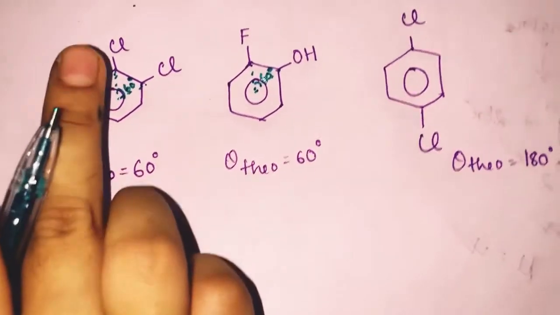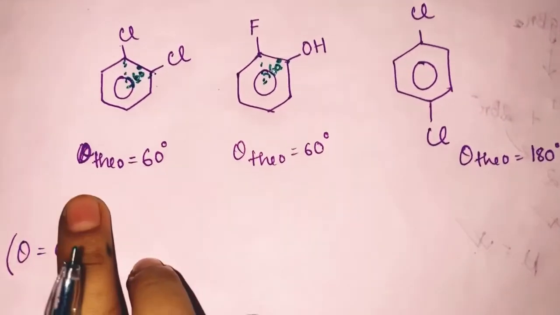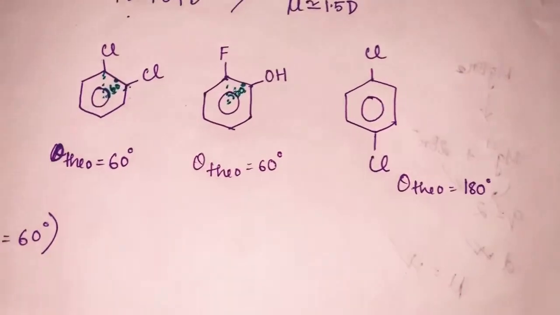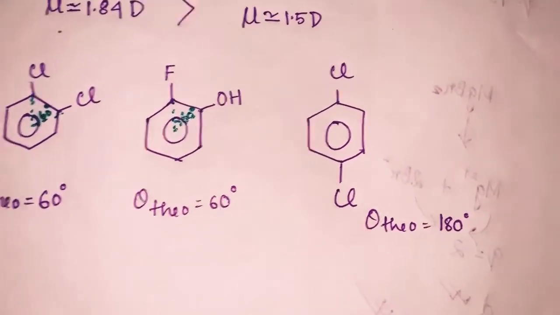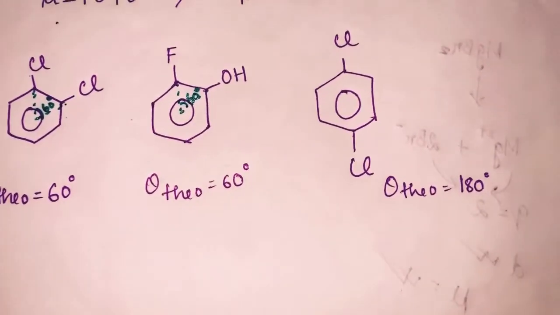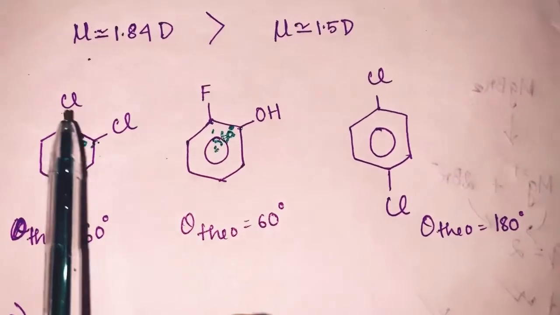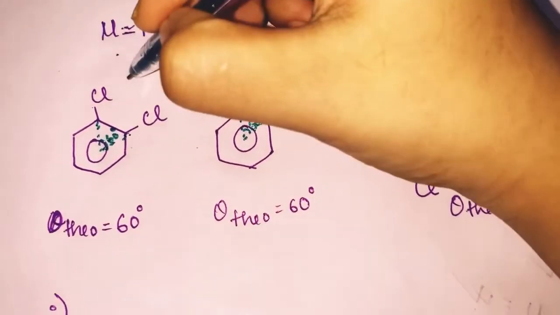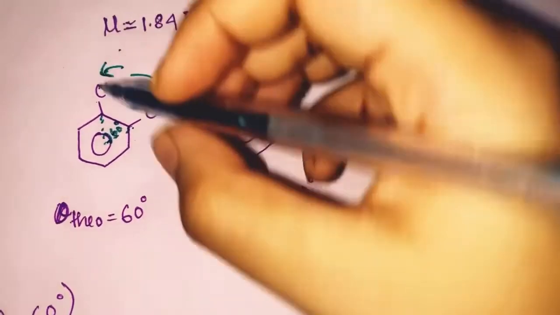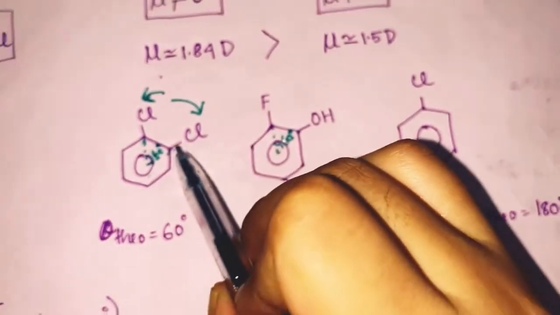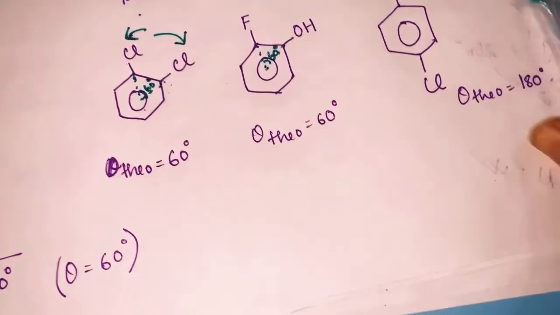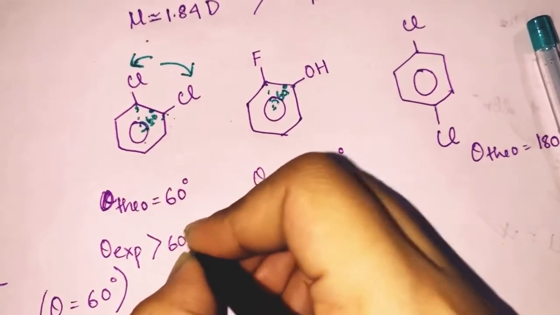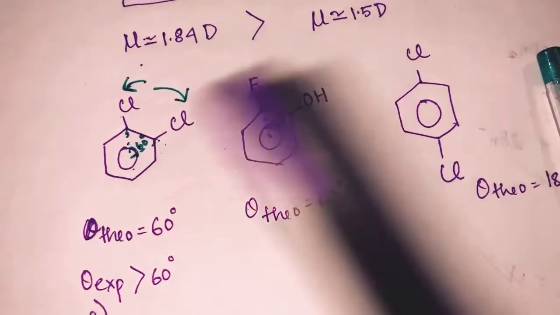But now we have to see that in the experimental case the theta doesn't remain the same in many cases. Like in the first one, chlorine, both of them are similar atoms, therefore they will show repulsion, because of which they will try to move away from each other. As a result, this angle will not remain 60 degree, rather it will increase, and because of which we get theta experimental more than 60 degree. This is in this case.